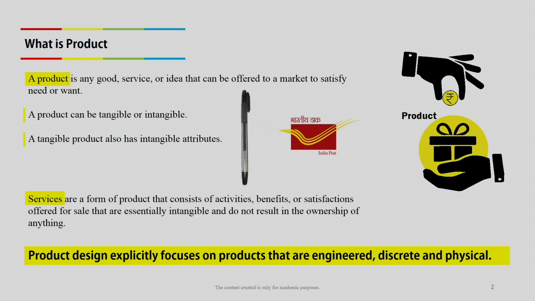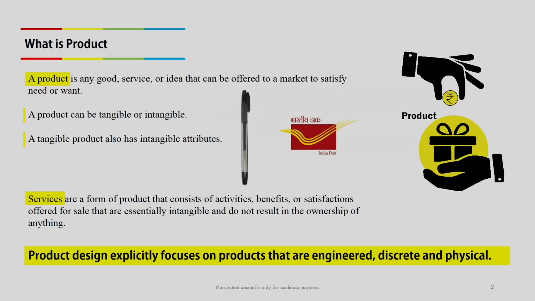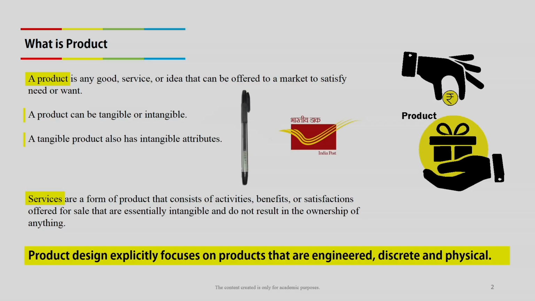Services are a form of product that consist of activities, benefits or satisfactions offered for sale that are essentially intangible and do not result in the ownership of anything. So, in case of service the ownership is not changing. In case of product, when it is satisfying need or want, the need can be favorable and unfavorable also. The provider sells it to the customer and the customer pays for it.